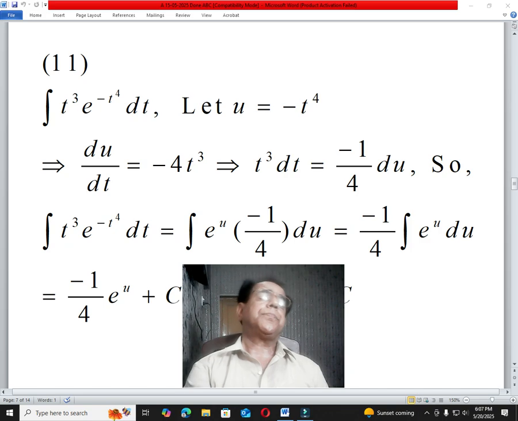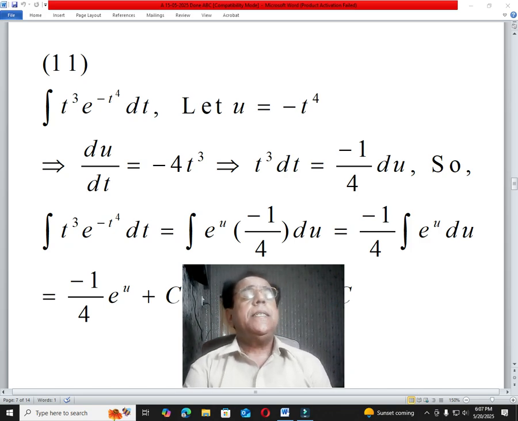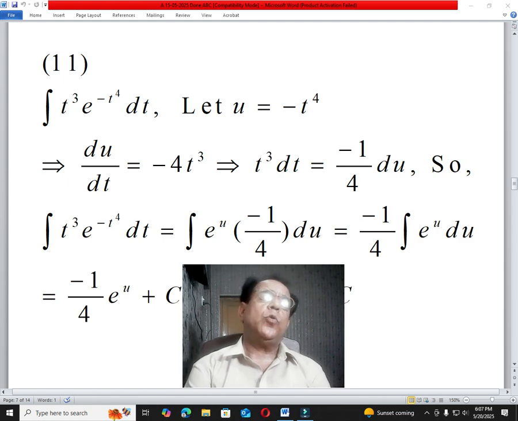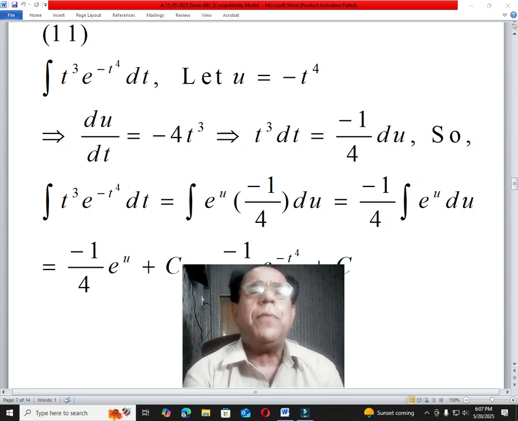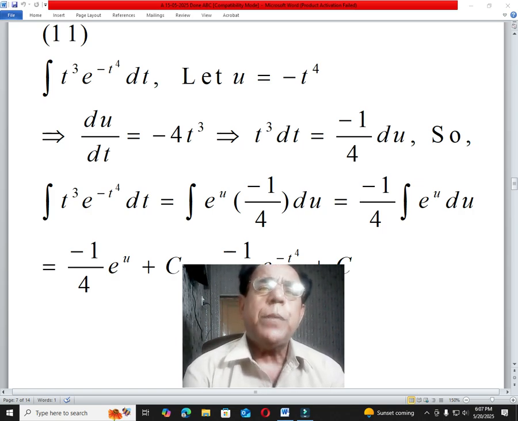Problem number 11, integral t raised to power 3 e raised to power minus t raised to power 4 dt. Let u equal to minus t raised to power 4. We will make this substitution. So this implies that when u is equal to minus t raised to power 4, then du by dt will be equal to minus 4t raised to power 3. What is this? This is the power rule of differentiation. That is to say, the power or exponent is reduced by one.